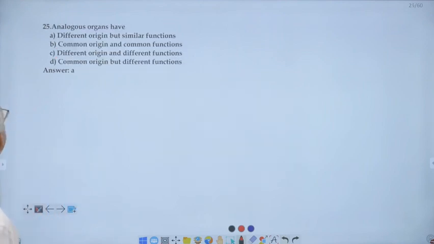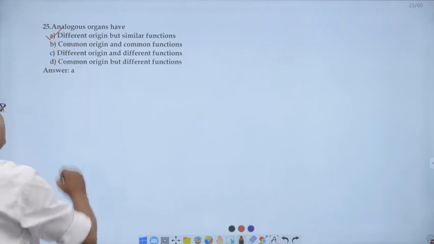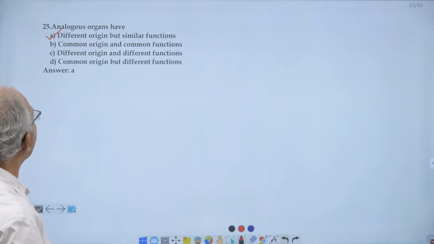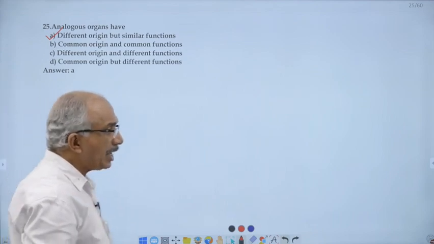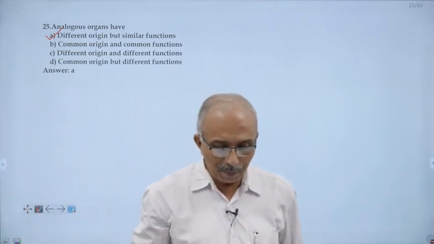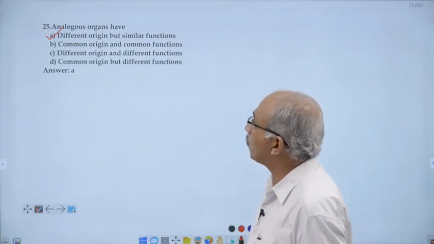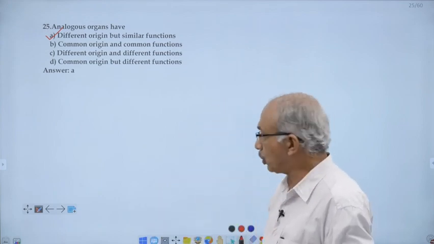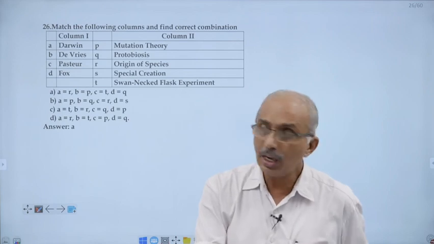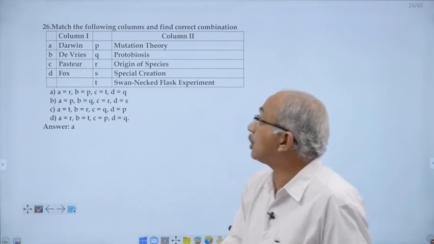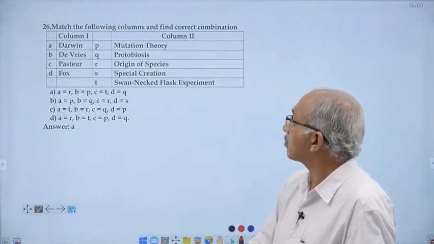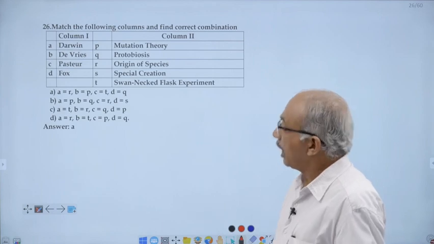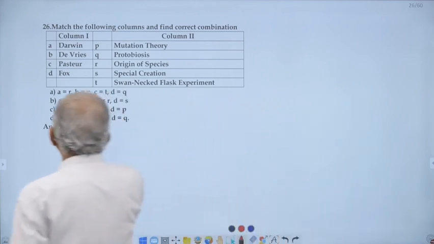26. Analogous organs have different origin, which we studied. Different origin means different structure, but same function. Next, 26 is a match the following. Answer is A.